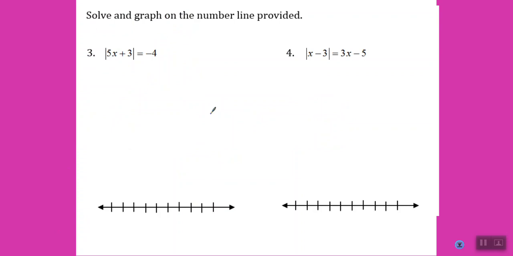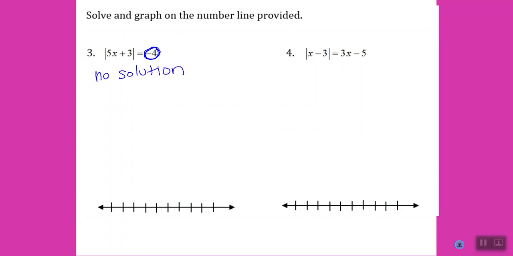Number 3, I have an absolute value equal to negative 4. There's something really special about this because it's equal to a negative. Absolute value is the distance from 0, and therefore it is never a negative number. It has to be positive. So automatically, because this is equal to a negative number and there's nothing else to get rid of around the absolute value, I know that this is no solution.